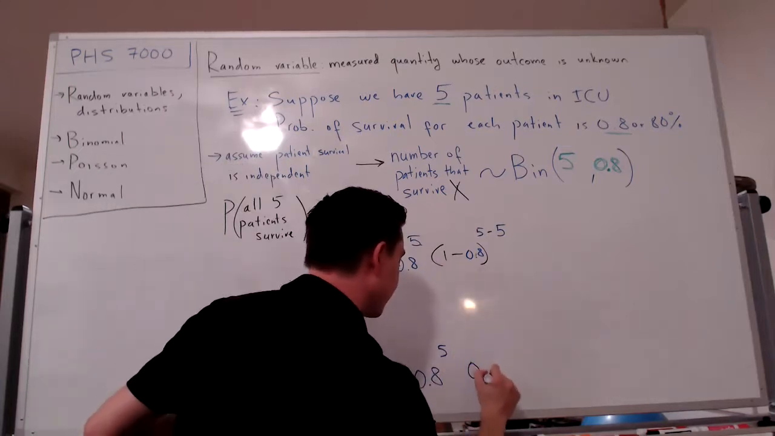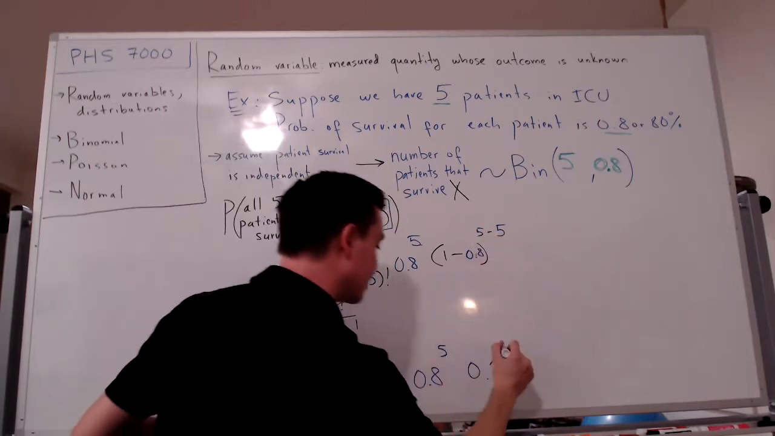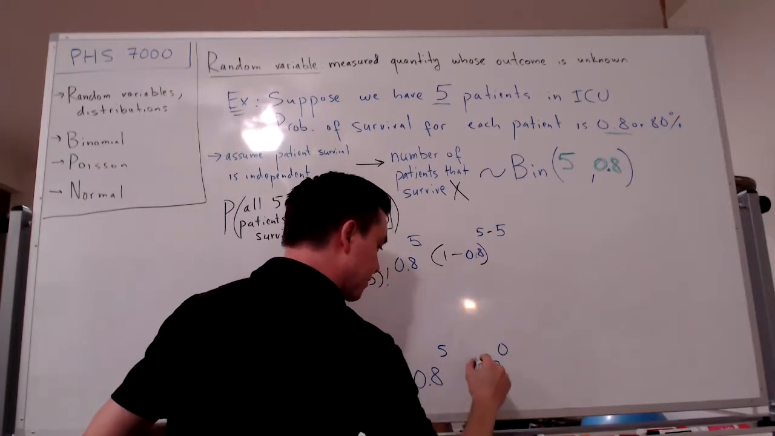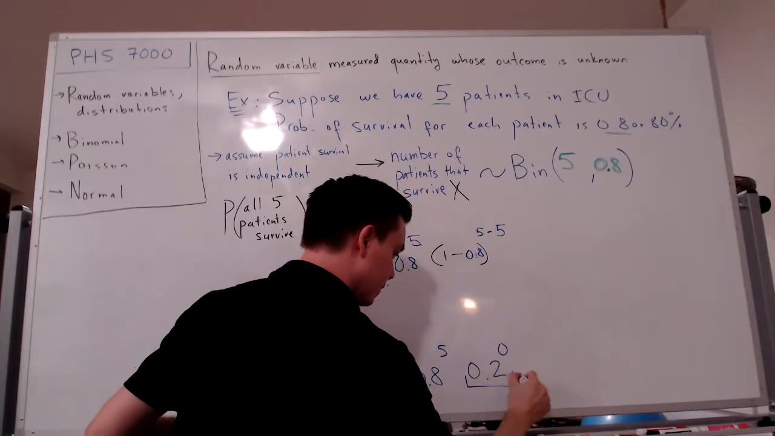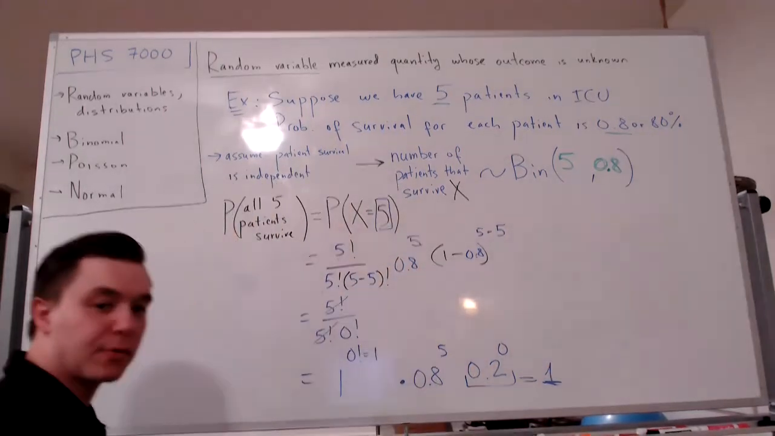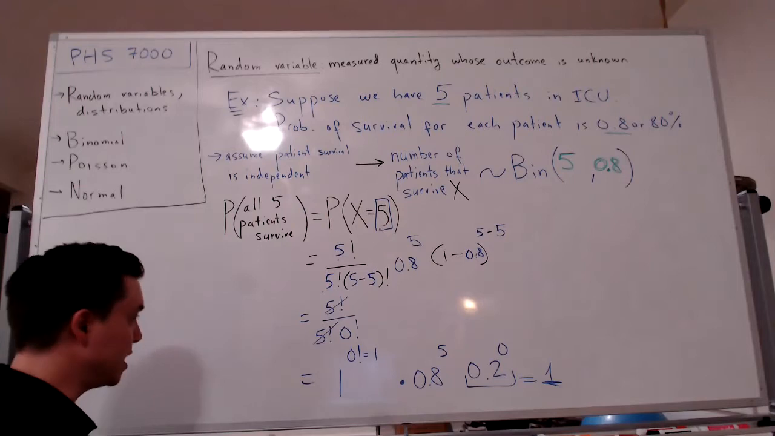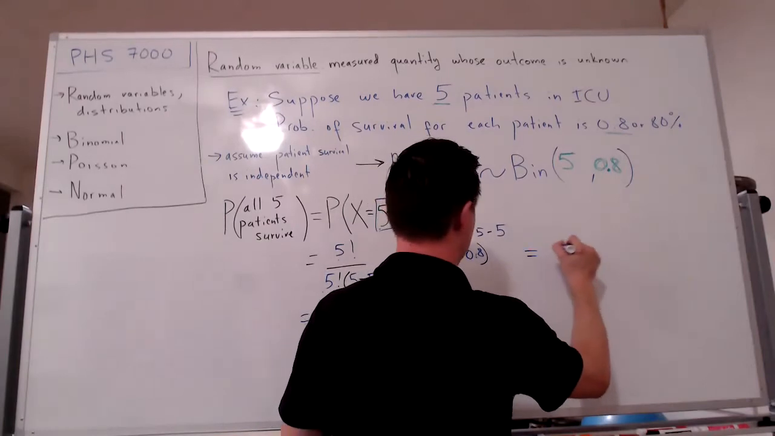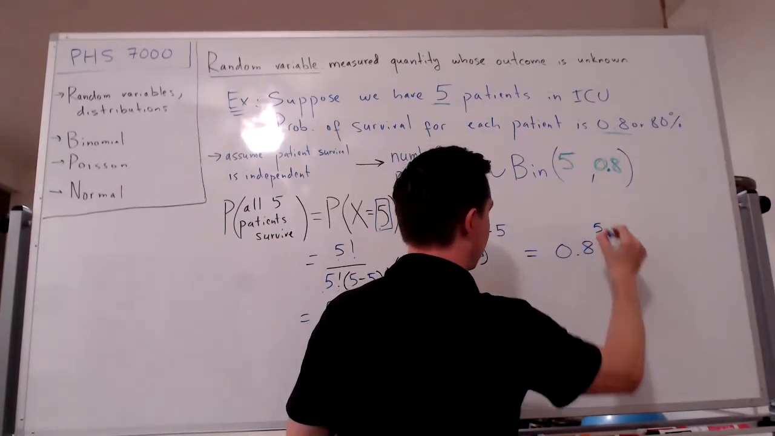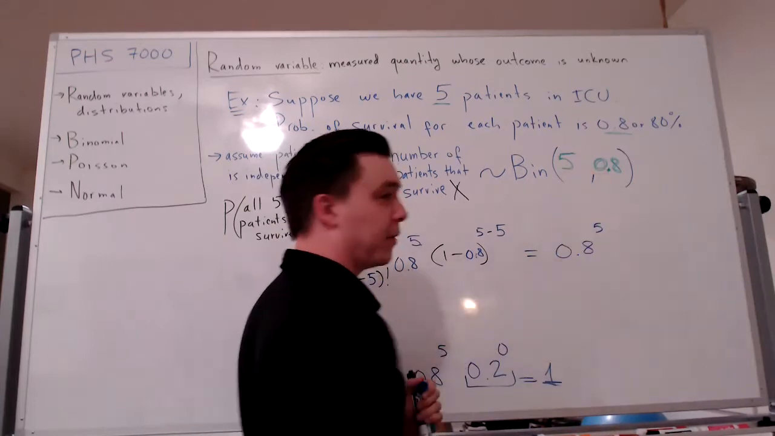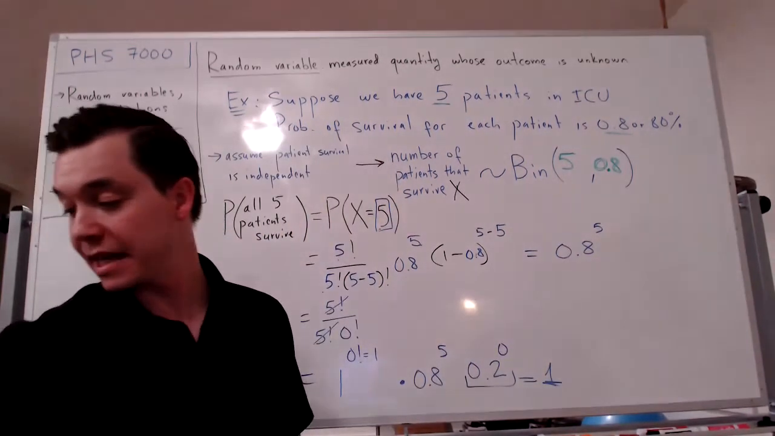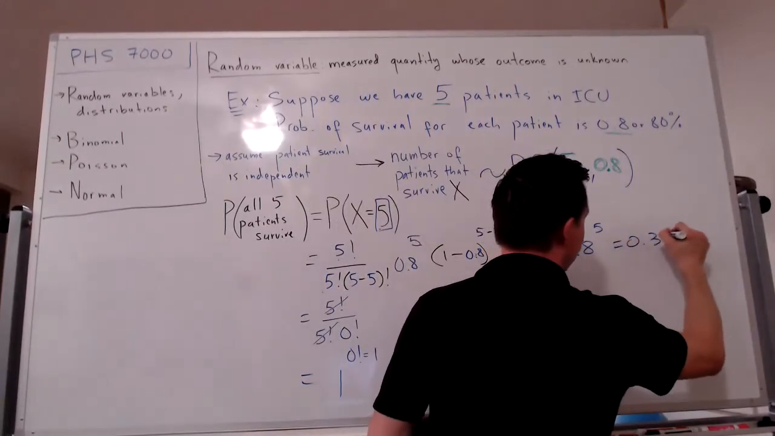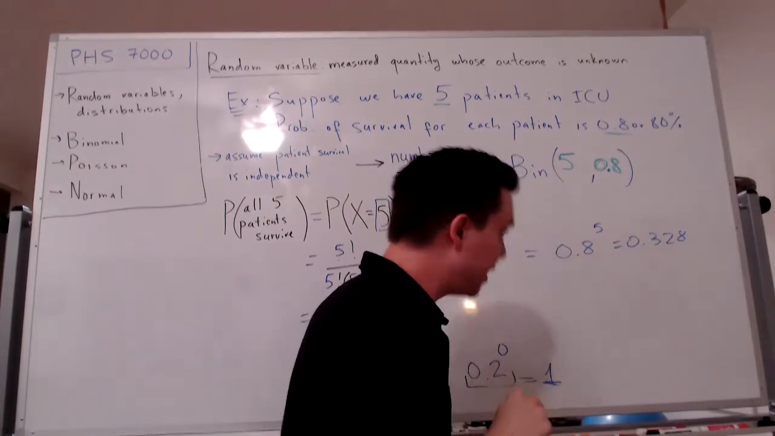Here is the probability of dying raised to the 0 power. And we'll just have to remember that anything raised to the power of 0 is also equal to 1. Anything raised to the power of 0 is equal to 1. So what I'm left with is 0.8 to the 5th power. And that computes out to 0.328. About 33%.